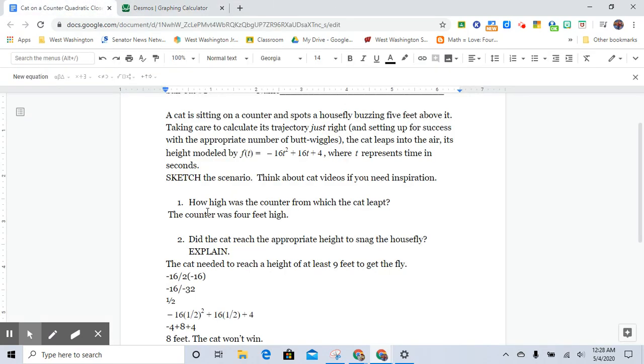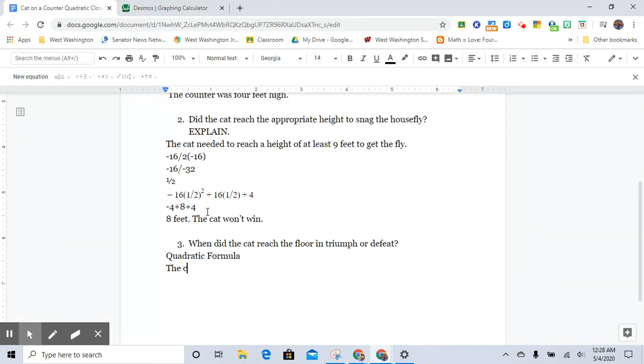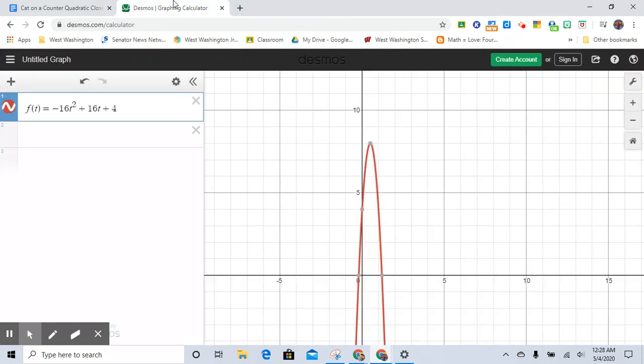And so the cat will land at about 1.207 seconds. All right, and that we would have gotten with the quadratic formula, because it is not factorable. This is an irrational root.